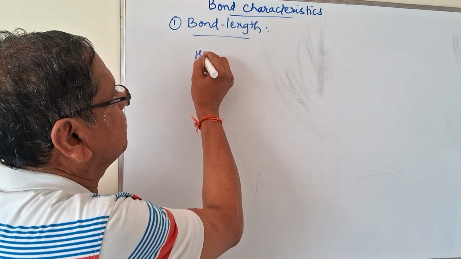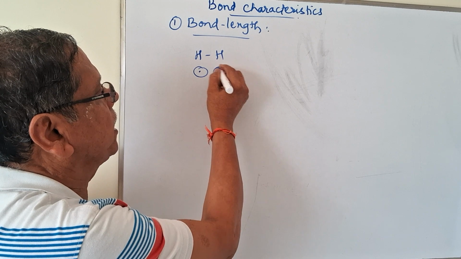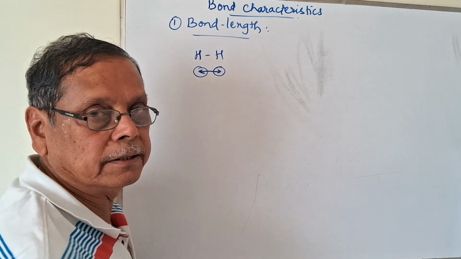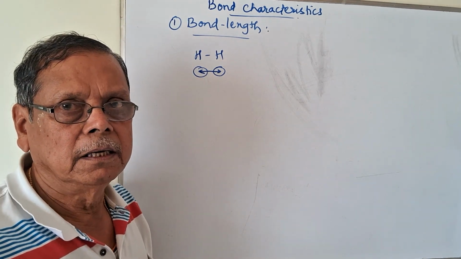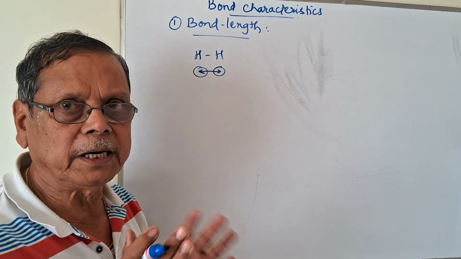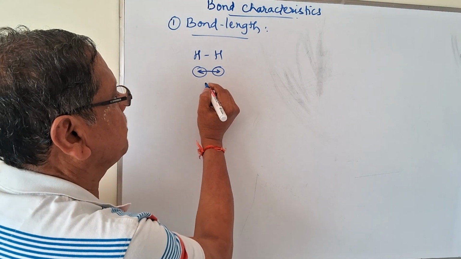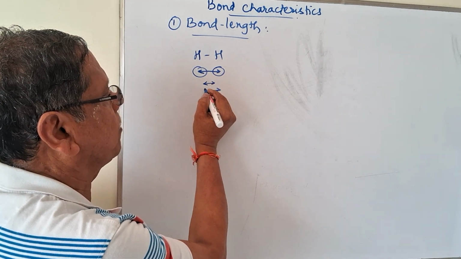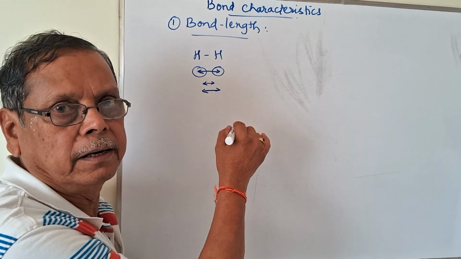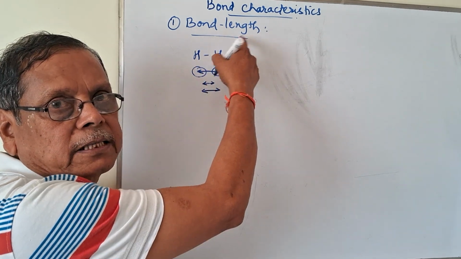Suppose you consider a hydrogen atom and another hydrogen atom. You consider the nucleus of one hydrogen atom and the nucleus of the other. The distance between these two is taken as an average distance, because the bond is not static, it is vibrating like a spring. Because of that vibrating nature, sometimes they come closer to one another, sometimes they go away from one another. That's why the internuclear distance is an average one. The average internuclear distance between the two bonded atoms is taken as the bond length.